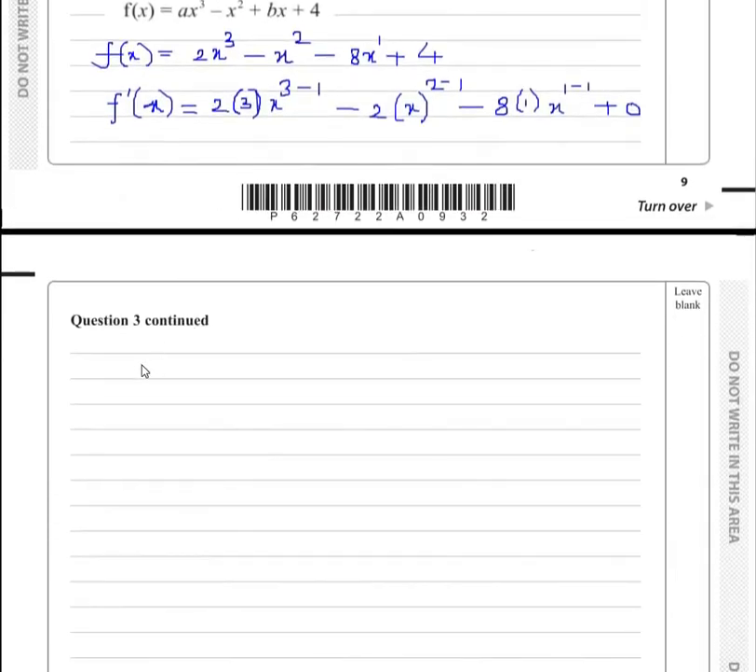Let us simplify whatever we have got. f dash of x, we get 2 times 3 is 6 and x to the power of 2, because 3 minus 1 is 2. Here it becomes minus 2x to the power of 1, and here it becomes minus 13 x to the power of 0. x to the power of 0 is 1. So we just get a number 13 over here. This is the differentiation of f of x.